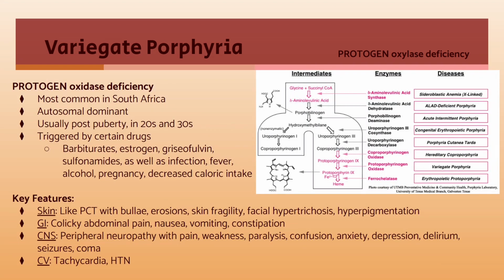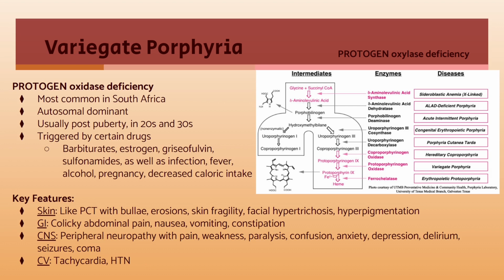Now, the key here is variegate porphyria also presents with cutaneous findings. So that's important here. And you know that if you have a mutation in the protogen oxidase, you're going to have buildup of protoporphyrin 9. Now, why is that important? Because sometimes they'll say, hey, here's your disease, here's the mutation. The mutation's in protoporphyrin oxidase.